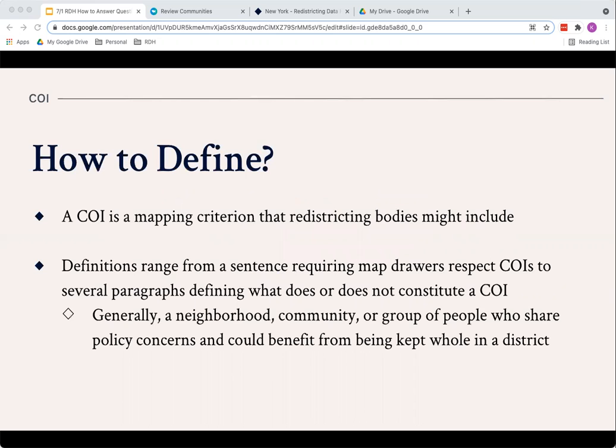A community of interest is a mapping criterion that redistricting bodies can include, along with other common criteria such as compactness, contiguity, and others. There is no consensus as to what exactly defines a community of interest. Definitions range from a sentence requiring that map drawers respect them to several paragraphs detailing what does and does not constitute a community of interest. Most definitions generally agree, however, that it is a community, of course, a neighborhood or group of people who share common policy concerns and who could benefit from being drawn into a single district and having a common representative in government.